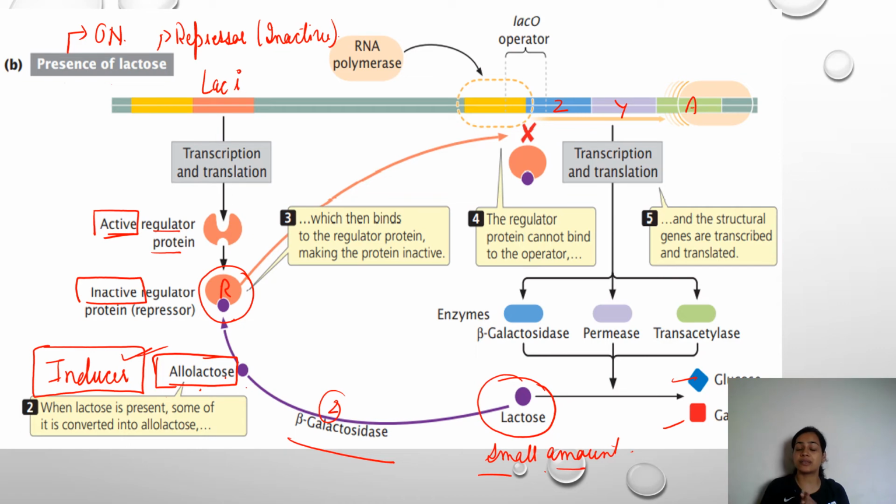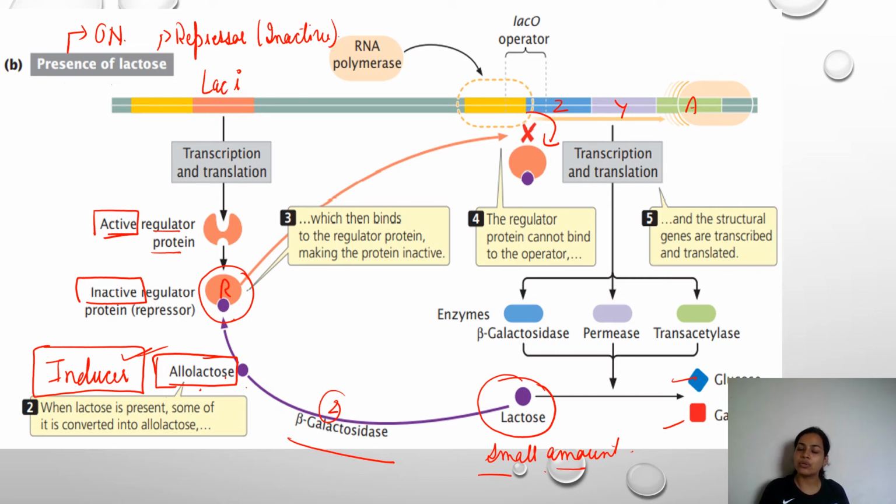The repressor is now inactivated, and because of the conformational change, it will not be able to go and bind to the operator region. Also, this allolactose will go and bind to the repressor which is already bound to the operator. Okay, if there is a repressor here which is bound to the operator, this allolactose will go and bind here, and again it will cause the conformational change, and because of that change, the repressor will leave the operator and it will come out like that.